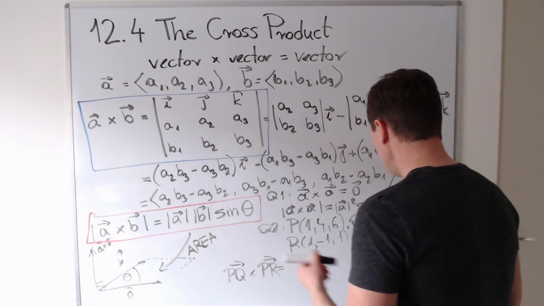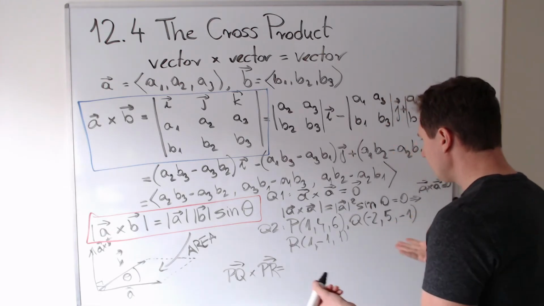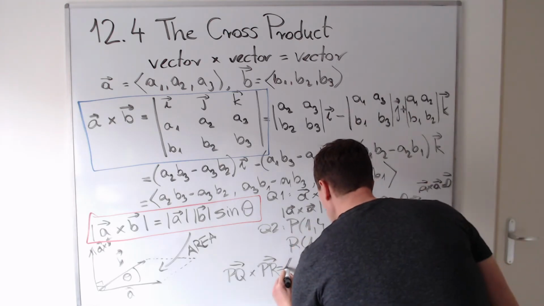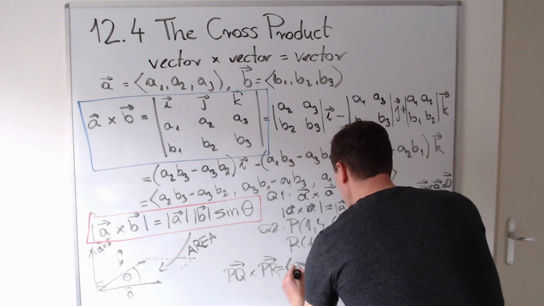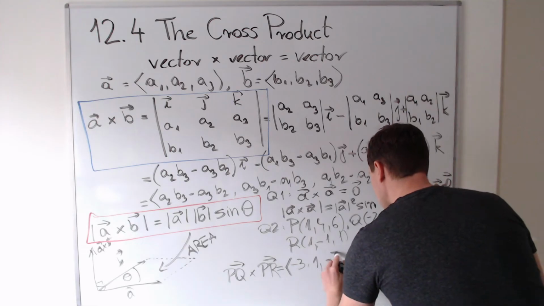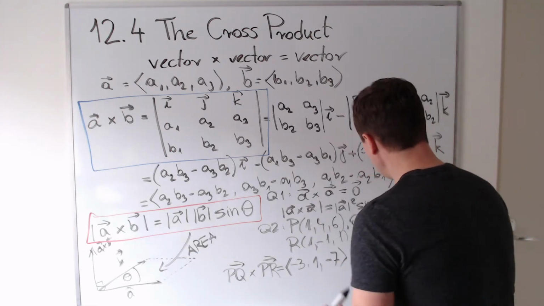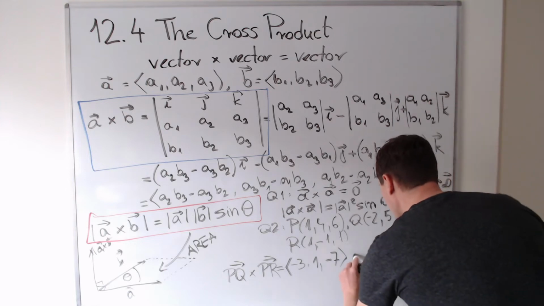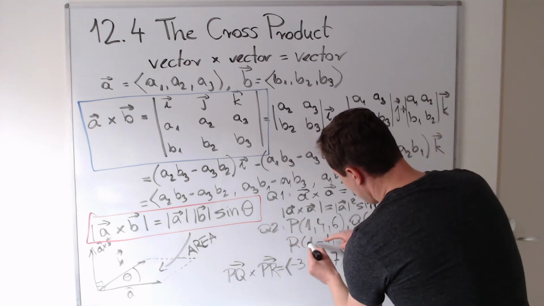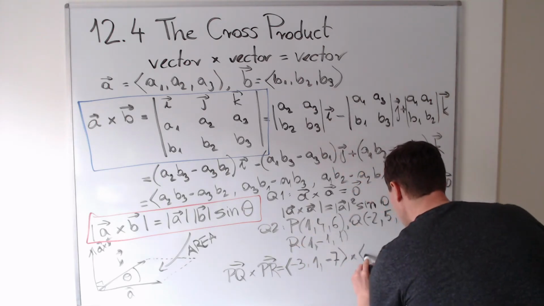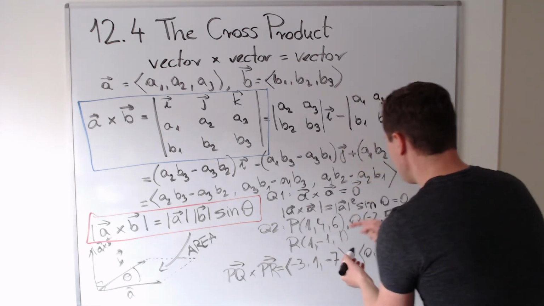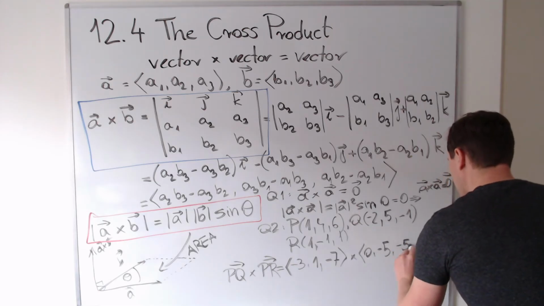Okay, so I hope you paused the video and first of all computed these vectors PQ and PR. Let's just do that quickly. So PQ will have components -3, 1, and -7. All I did was compute the differences of coordinates. Now for PR I have to do the same thing for P and R. So 1 - 1 is 0, -1 - 4 is -5, and 1 - 6 is also -5.